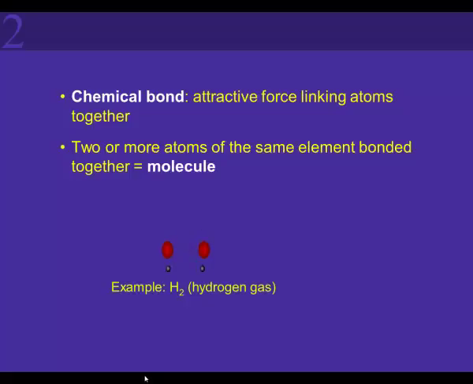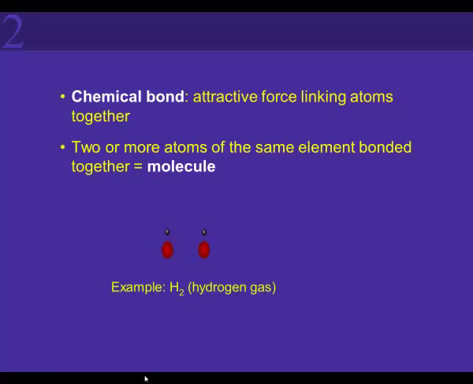And there's one other term I want you to be familiar with, and this is the term molecule. If you have 2 or more atoms of the same element bonded together, this is called a molecule. If the atoms are different, we call that a compound. At the bottom of this screen is an example of a molecule, hydrogen gas. Those red dots indicate the nucleus of those hydrogen atoms. The black dots are the electrons that are orbiting the nucleus.